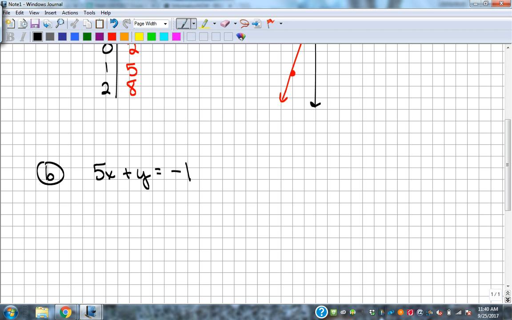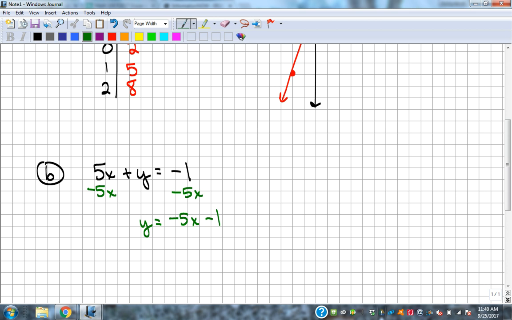We're going to use the table method again for this one. But what do I need to do first? Isolate what? Y. So I'm going to subtract 5x. It'll give me -5x minus 1. When I look at that, if I don't see a fraction in front of x, I'm probably just going to use the same set of x values, -2, -1, 0, 1, and 2. If there's a fraction in front of there, we'll talk about that in a minute.